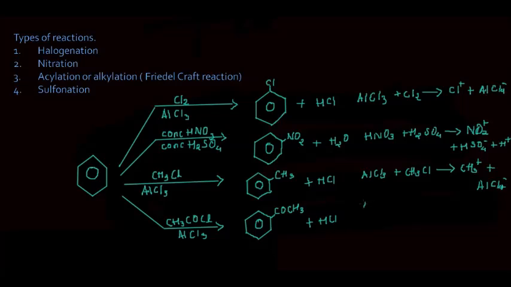And aluminium chloride produces the electrophile by reacting with ethanoyl chloride. The electrophile produced here is CH3CO+. Now this plus charge is on the carbon atom, and the other product is AlCl4 minus. The next reaction is sulfonation.